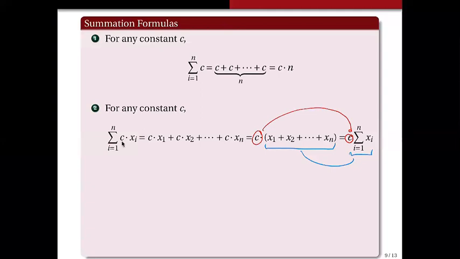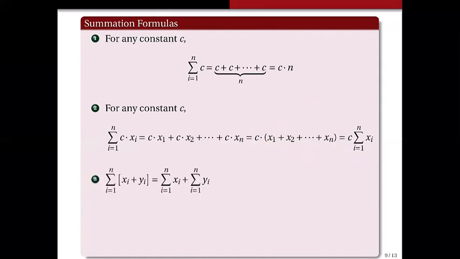So what does this mean? If you have a constant multiplier inside, since it's constant, it can go outside of your summation symbol. So the summation of c times x sub i, i from 1 up to n, is equal to c times the summation of x sub i, i from 1 up to n. So that constant can slide out.